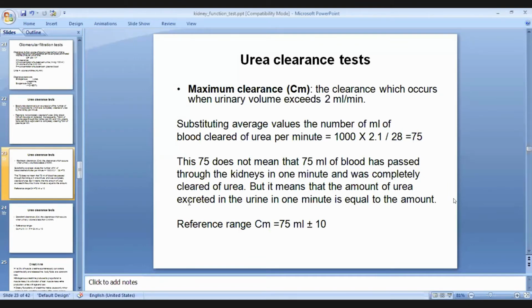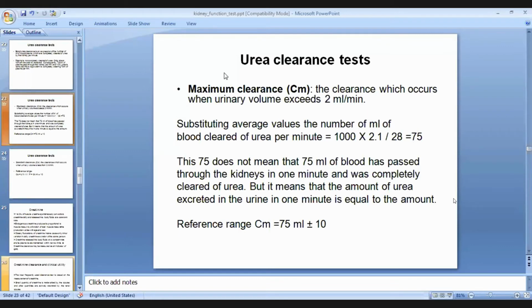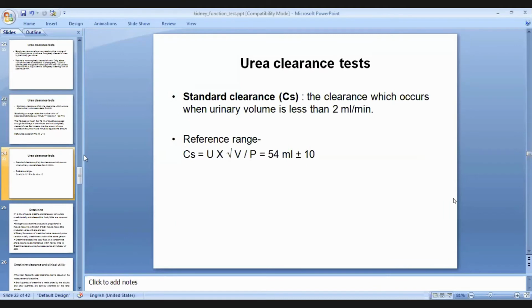So for urea clearance, first is maximum urea clearance. The formula is the same, UV by P. Another is standard clearance. For maximum clearance, the normal value is around 75 ml per minute plus or minus 10. Okay, that is the reference range.